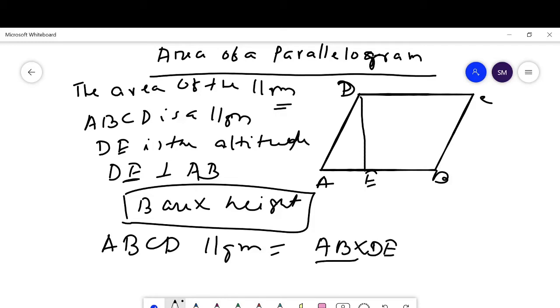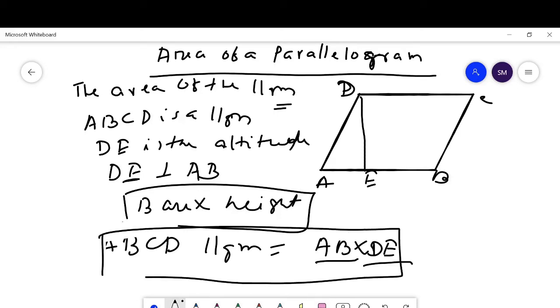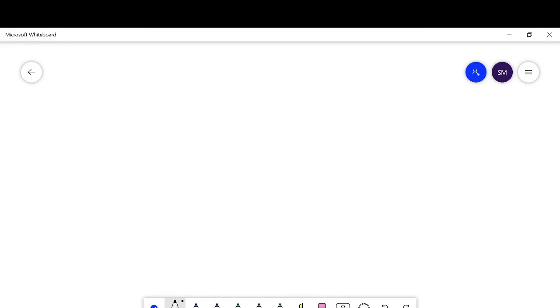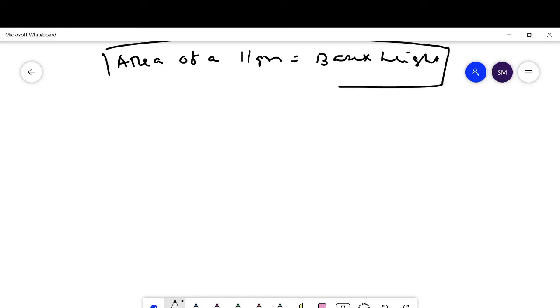Here AB is the base and DE is the altitude or height. Please remember, the area of a parallelogram is base into height, where the base is AB and the height is DE. I have already told you students, please practice a variety of questions.